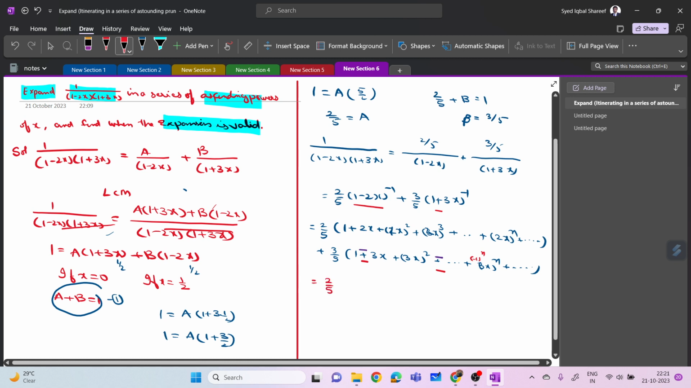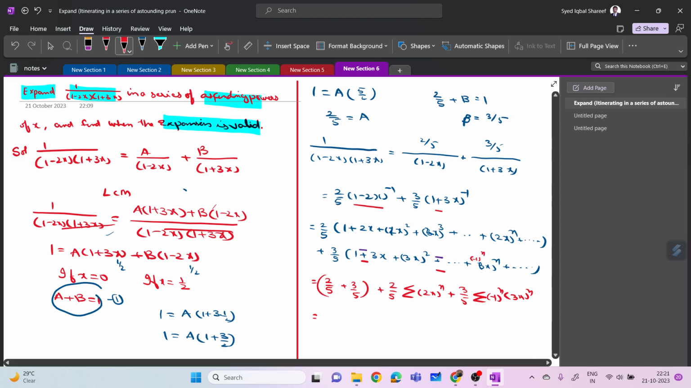So taking 2 by 5 common, and from here 3 by 5: 2 by 5 summation of 2x to the power of n, plus 3 by 5 summation of minus 1 to the power of n, 3x to the power of n.